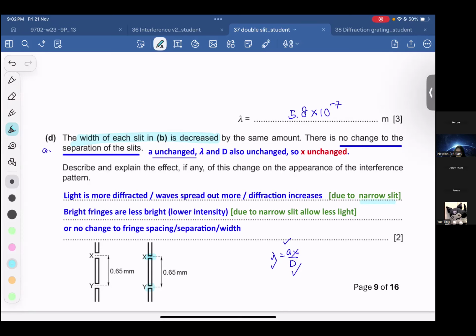Then what else? The bright fringe will be less bright because the gap size is small. The width is small, so less light can pass through. No change to the x. Is that clear? Is that clear for this? Wesley okay, Manjo okay, Prasan okay, Vashini okay. Okay, so we go to the next.